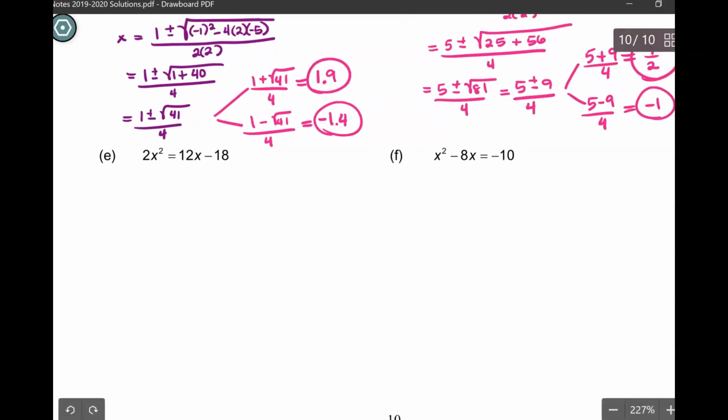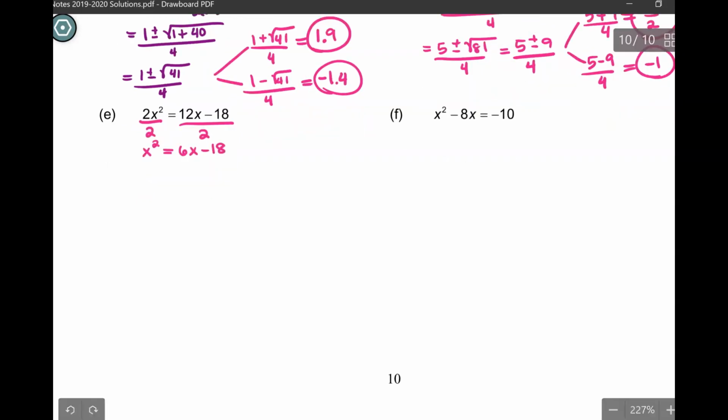Okay, previously I had mentioned if you want, you could divide everything by 2, just to make this a little easier. So that'll be x squared equals 6x minus 18. So I want to make this all equal to 0. So I'm going to subtract 6x and I'm going to add 18 to both sides. And I'm going to put the x squared first.